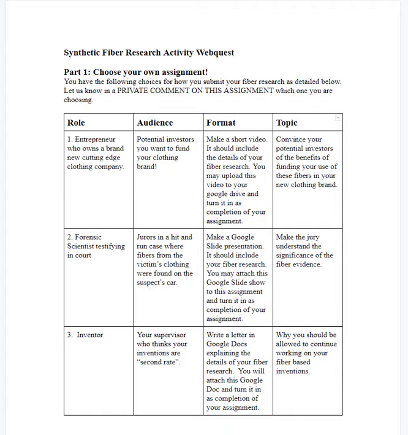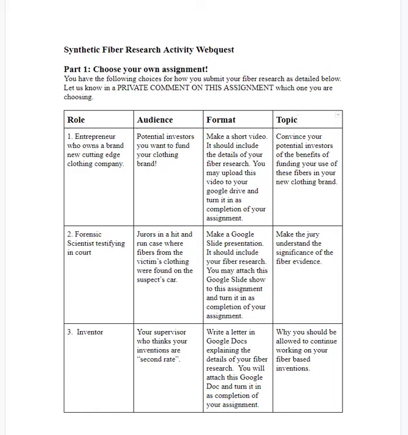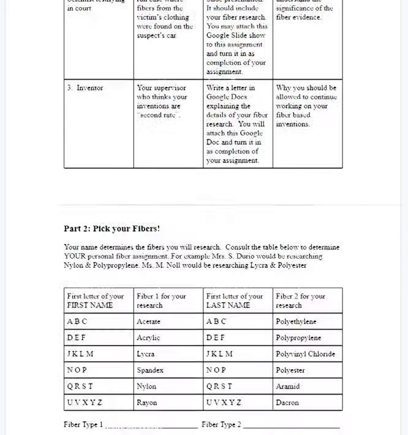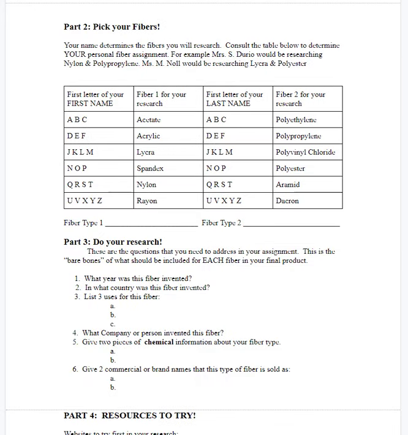So let's look at the second part. So the first thing is you choose which one of those you want to do. Okay, so you're either an entrepreneur, a forensic scientist, or an inventor. Depending on which one you choose will determine whether you are making a video to turn into us, a Google slide presentation, or a Google Doc.